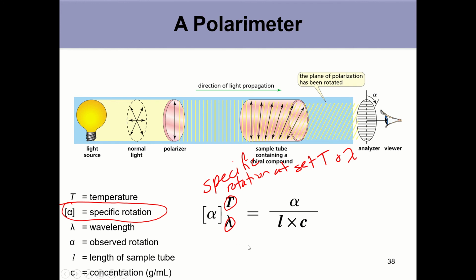this wavelength. Then we can calculate this specific rotation at a specific temperature and wavelength by taking our observed rotation that we see with our eye, the length of the tube, so take the observed rotation, divided by the length of the tube, and divided by the concentration.